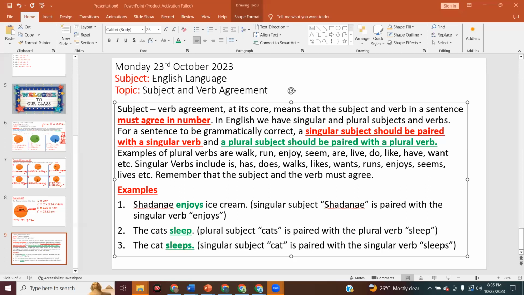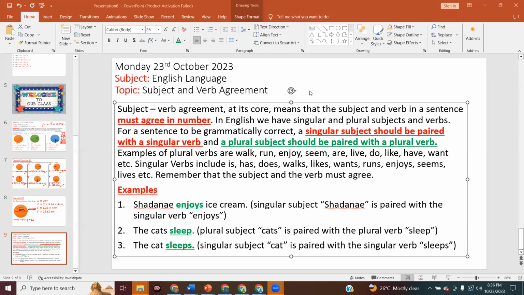Before we go into the exercises, because I know the exercises are going to be interesting for you all, I want us to do some more examples, because I don't want us to go into the exercises and not know what we're doing.